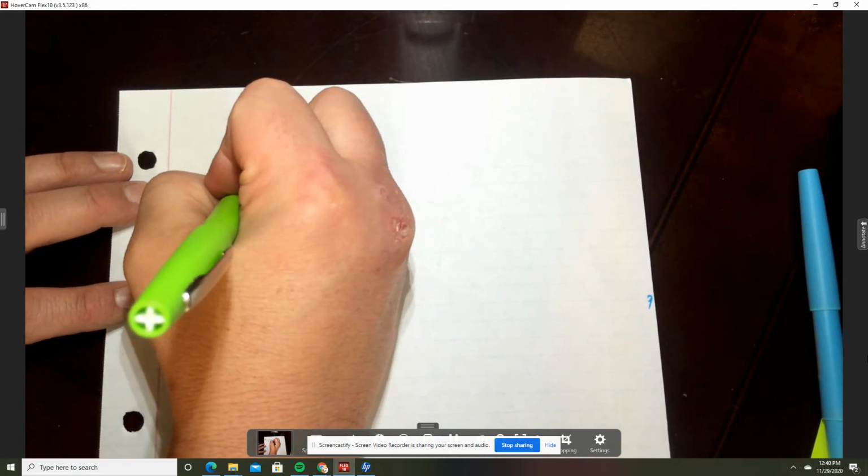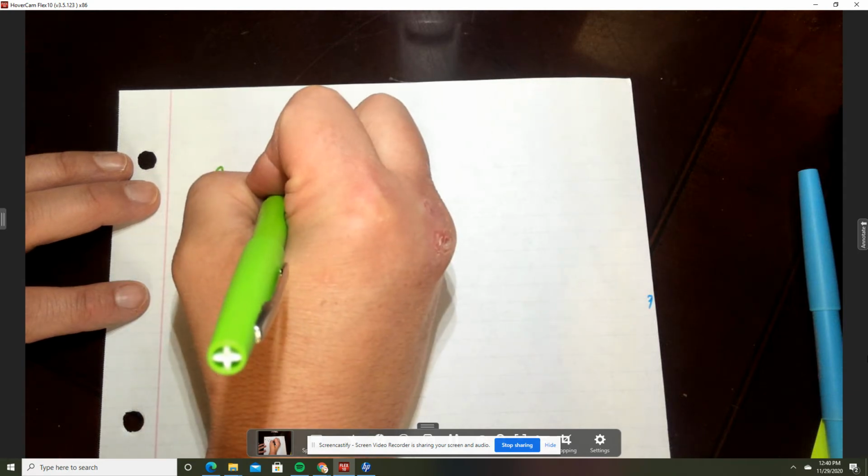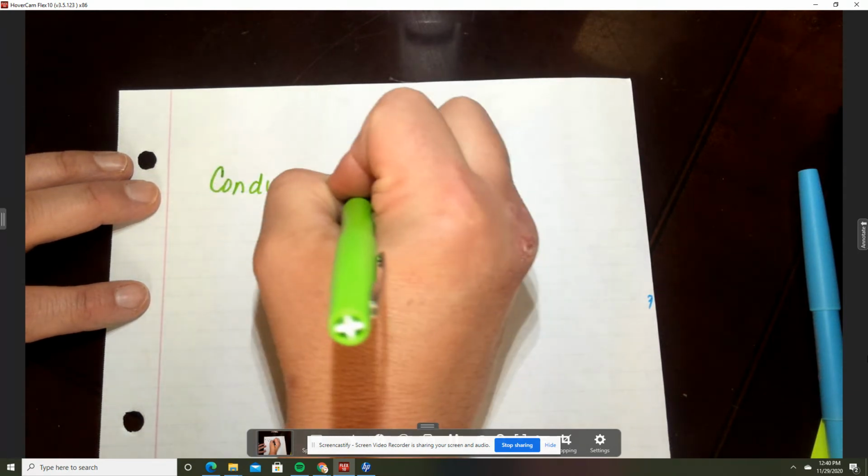So if you're talking about electricity that is a flow, you have to have something for electricity to be conducted or to be insulated. And that's what you're going to talk about today with a couple activities that we're going to do with Virtual Virginia.